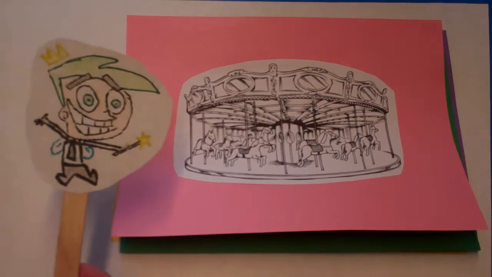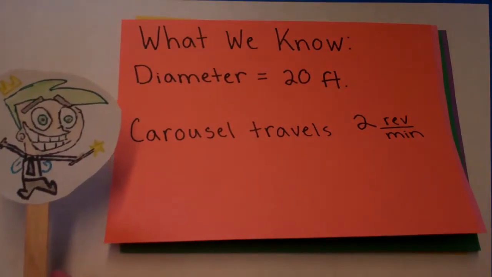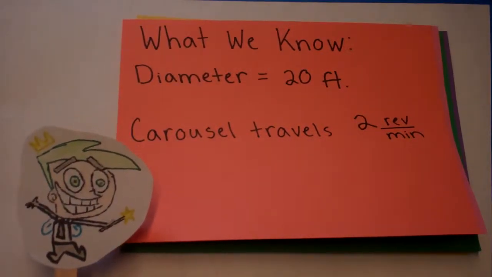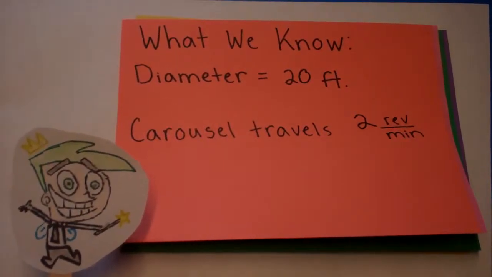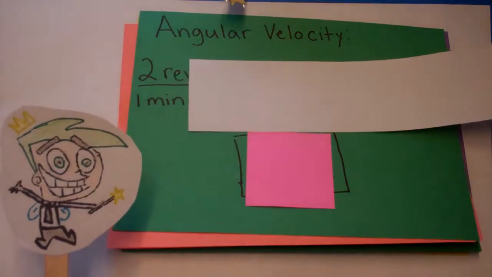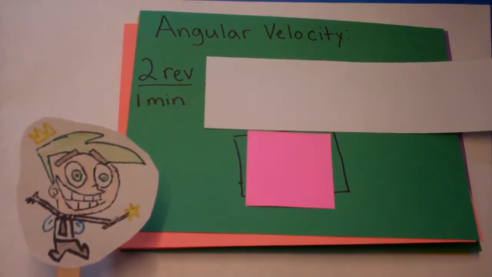Cosmo says, "To begin, record all the information given in the problem. In this case, you know the carousel travels at 2 revolutions per minute and has a diameter of 20 feet, or a radius of 10 feet. First, set your angular velocity at 2 revolutions over 1 minute. Since we want to find Timmy's speed in seconds, first we should convert minutes into seconds.